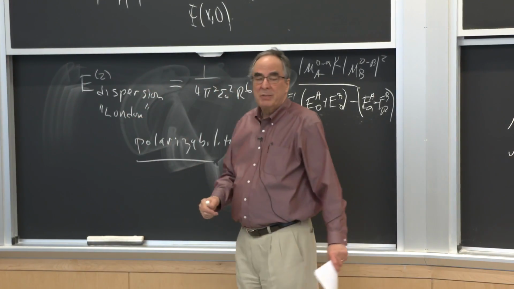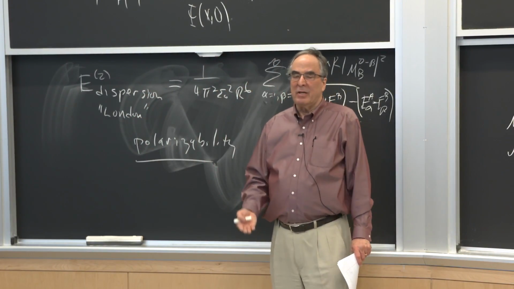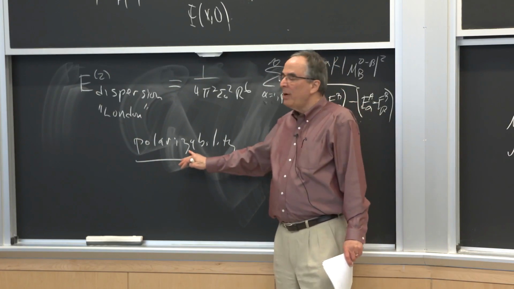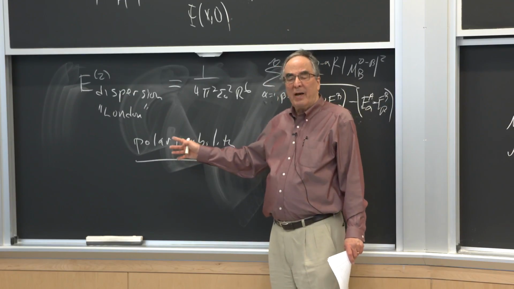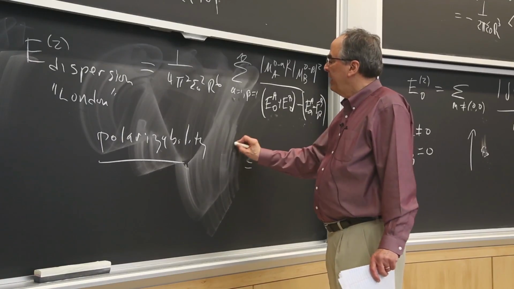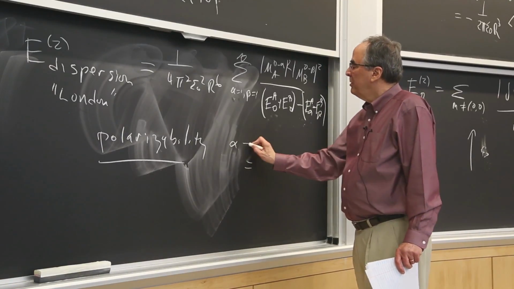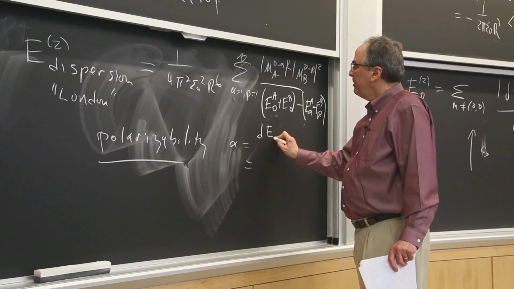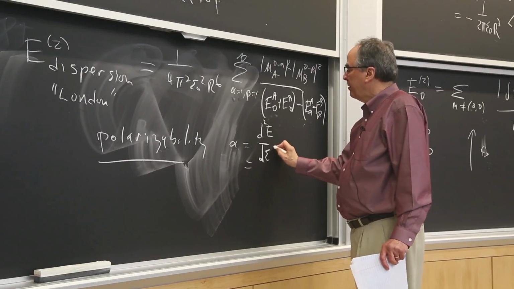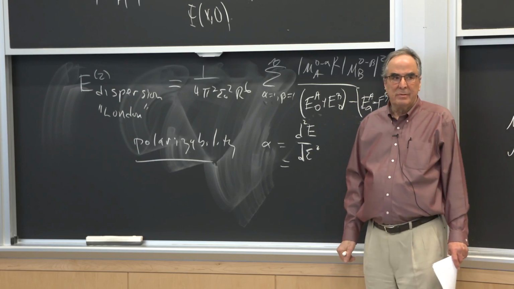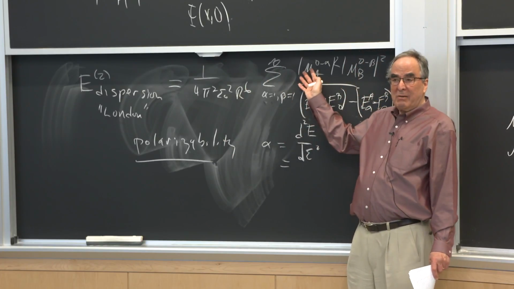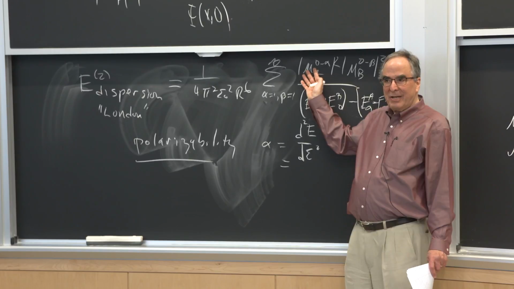So molecules are polarizable. They react to an external electric field. And there are several ways you can define polarizability. One is to say, well, the polarizability, let's call it alpha, is equal to the second derivative of the energy with respect to the electric field. But the polarizability, you also get from perturbation theory.